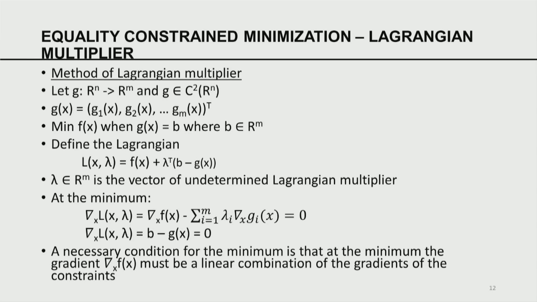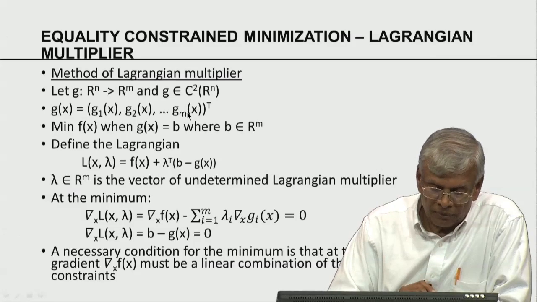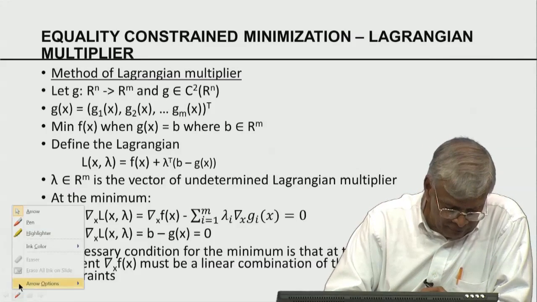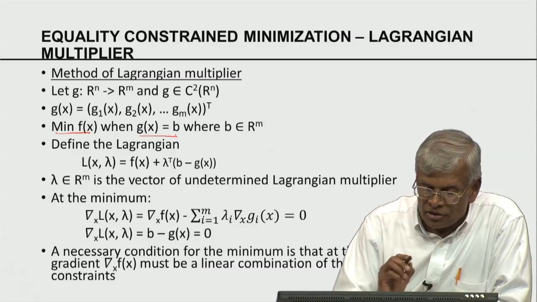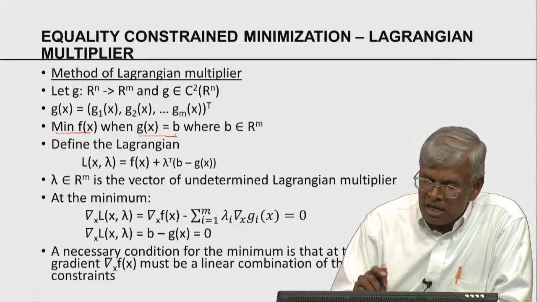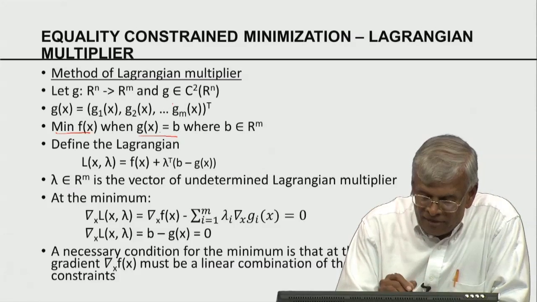So, I am going to quickly run over the framework for the classical Lagrangian multiplier. Equality constraint minimization problem, Lagrangian multiplier method. Let g be a vector valued function. I want to be able to minimize f of x under the constraint that g of x is equal to b. What is b? b is an m vector. g of x is a vector valued function.